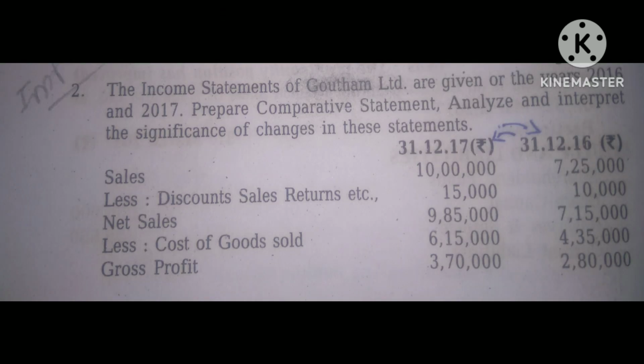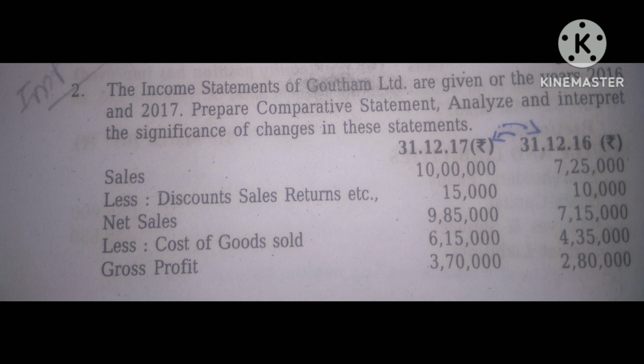Okay guys, if we practically apply the pro forma, we can easily understand the problems. So now let's start with the long problems. See the second long problem. The income statements of Gautam Ltd are given for the years 2016 and 2017. Prepare a comparative statement. Analyze and interpret the significance of changes in these statements.